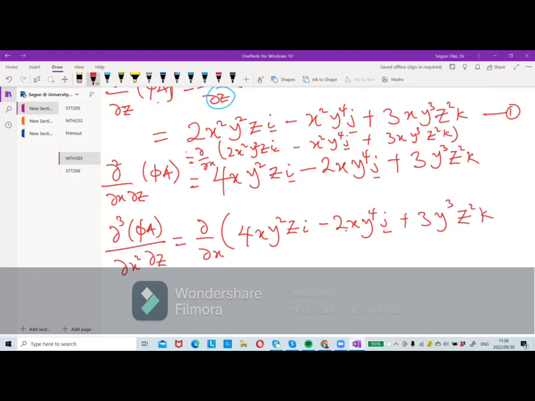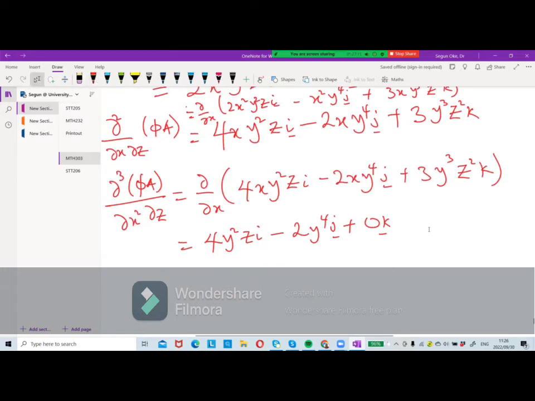So now if you differentiate this one, what do you have? 4y squared z i, minus 2y raised to power 4 j. We can't differentiate that one because there's no x in the constant. Just put 0 k. Yes, they are all 0 there. So we might not write it, we can still write it. Nobody would penalize you for that.